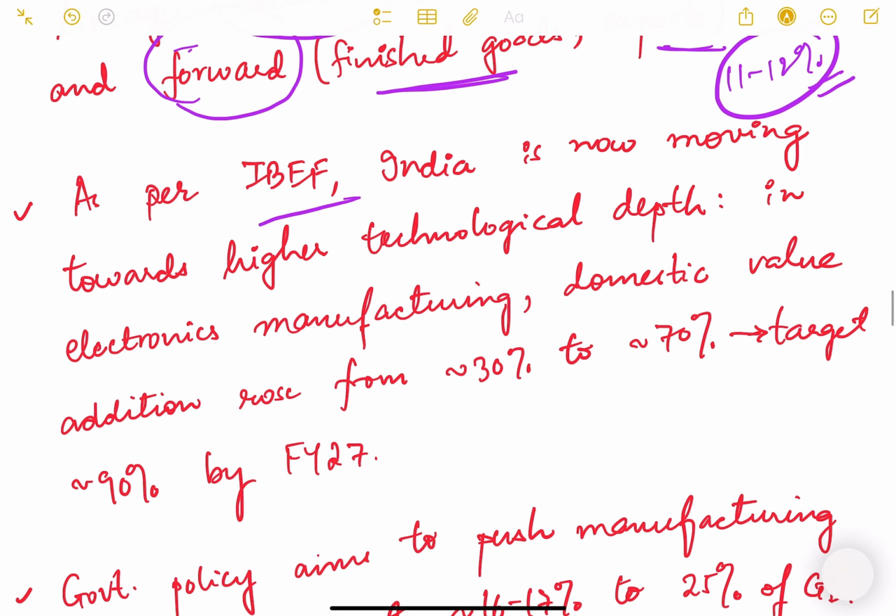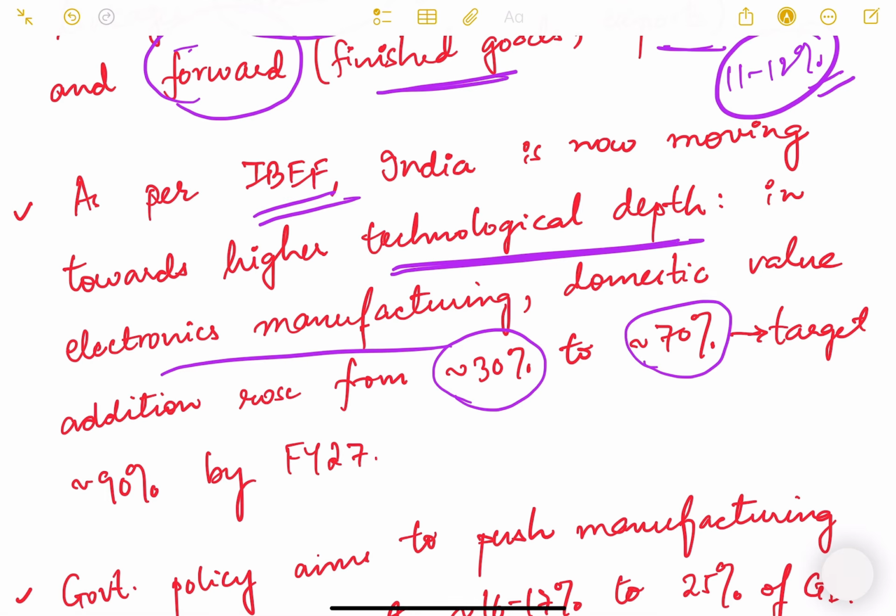As per again the India Brand Equity Foundation, India is now moving towards higher technological depth. So we are adopting technology more. In electronics manufacturing, domestic value addition rose from about 30% to 70%, and the target is to reach up to 90% by financial year 2027.